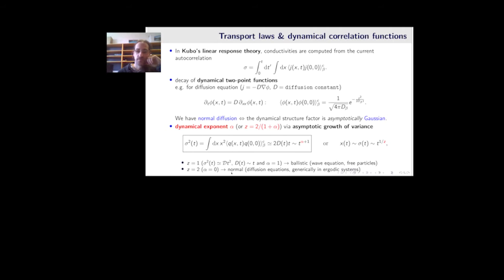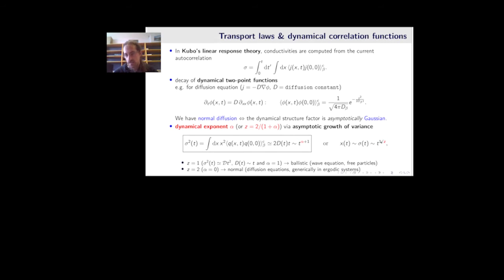If it's 1, it means it would grow as t squared, and that would be ballistic transport. This, for instance, is what you will find if you take a wave equation. But if it's between 0 and 1, then you will call it superdiffusion.